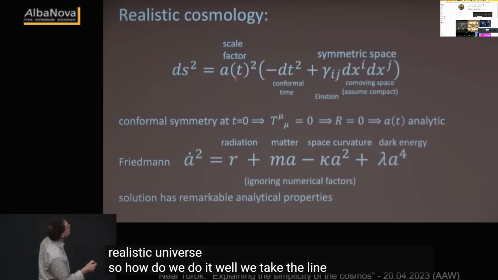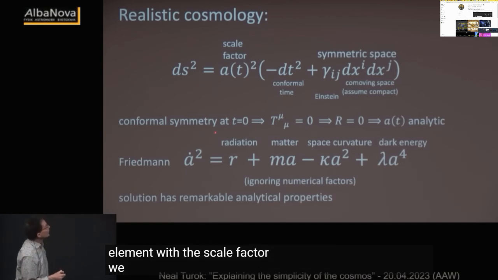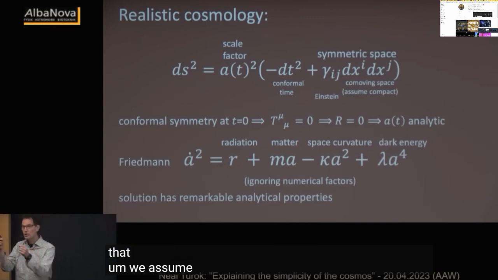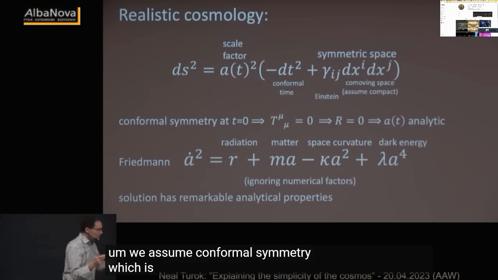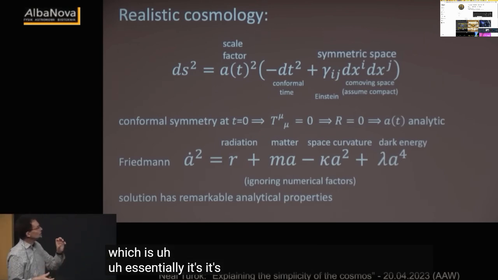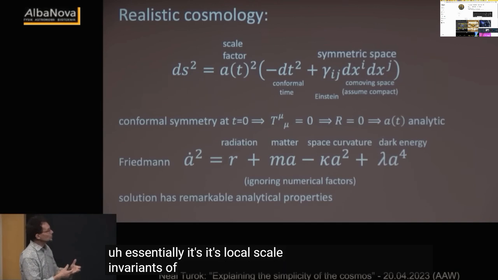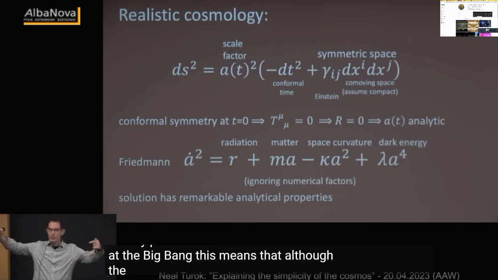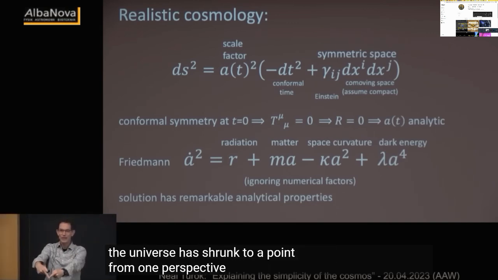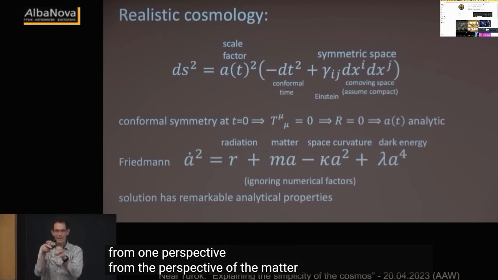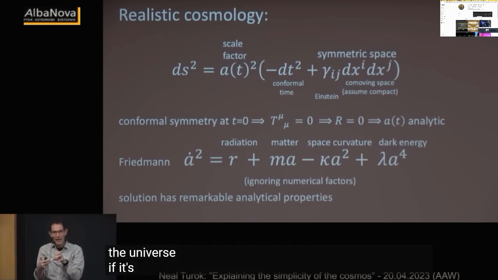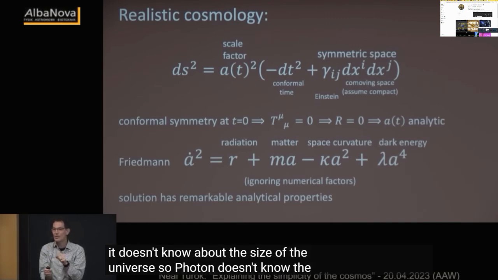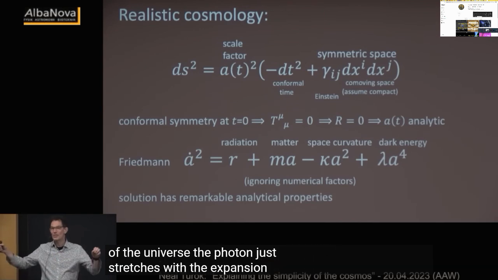Well, we take the line element with the scale factor. We assume conformal symmetry, which is essentially the local scale invariance of the theory, like Maxwell's theory possesses, at the Big Bang. This means that although the universe has shrunk to a point from one perspective, from the perspective of the matter in the universe, if it's like photons, like radiation, it doesn't know about the size of the universe. The photon doesn't know the size of the universe. The photon just stretches with the expansion of the universe.